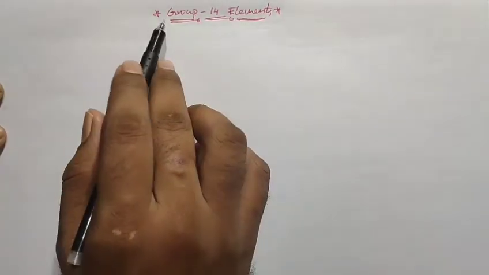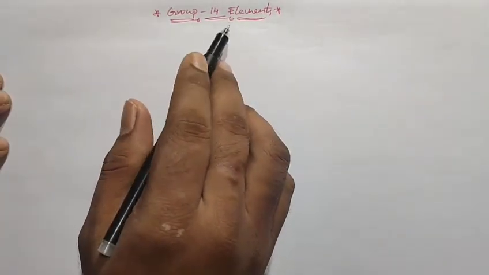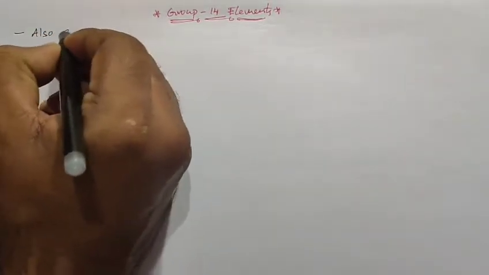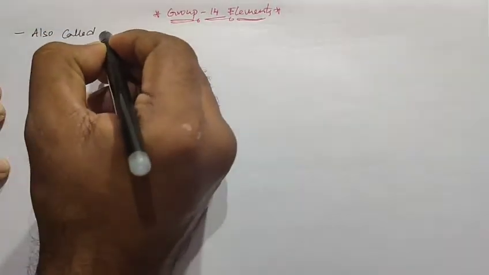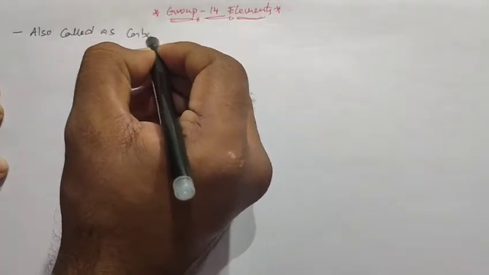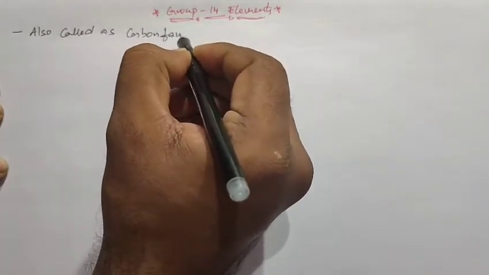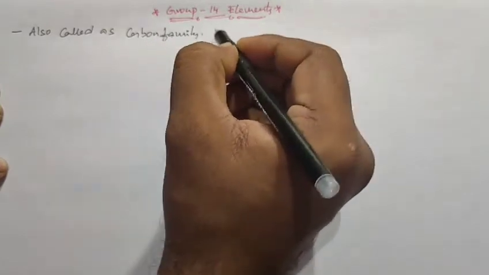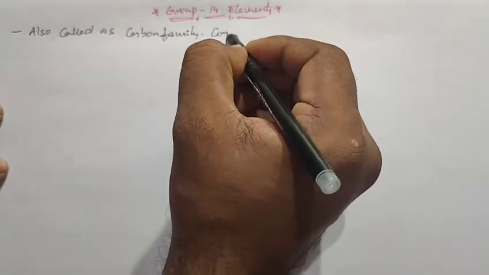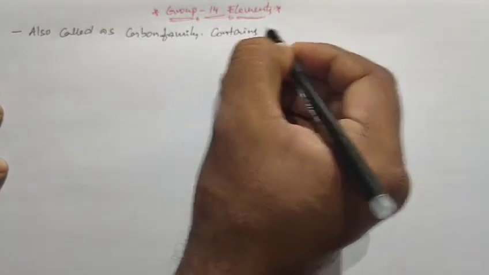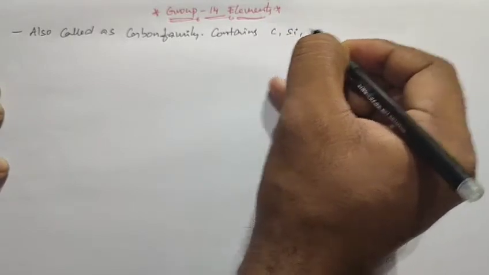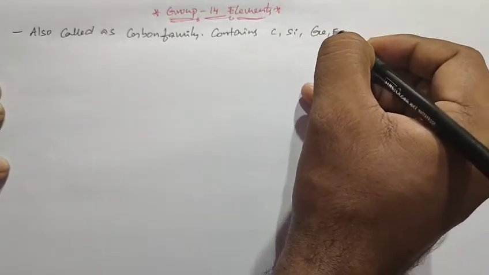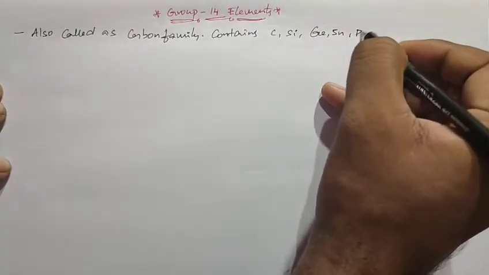In this video, we are discussing group 14 elements. Group 14 elements are also called the carbon family. Group 14 contains the elements carbon, silicon, germanium, tin and lead.